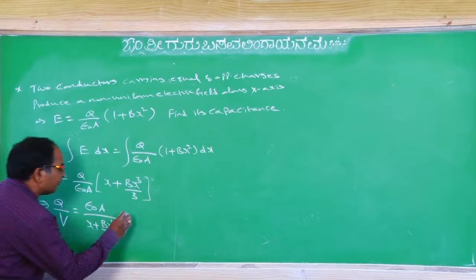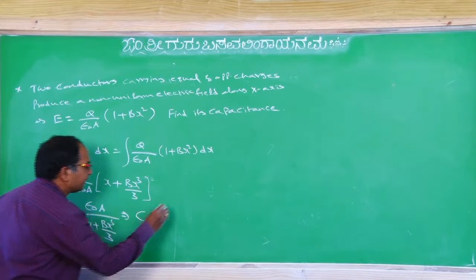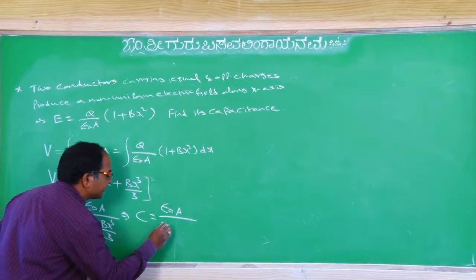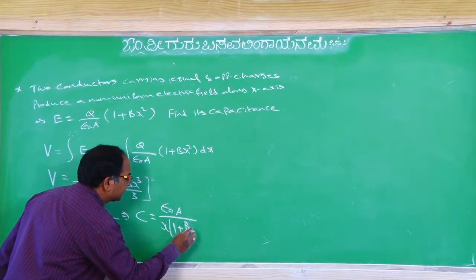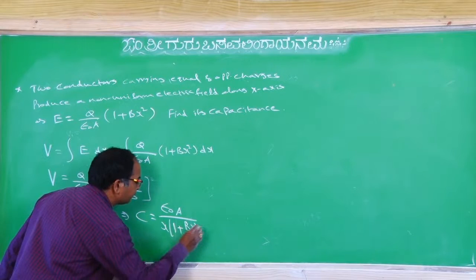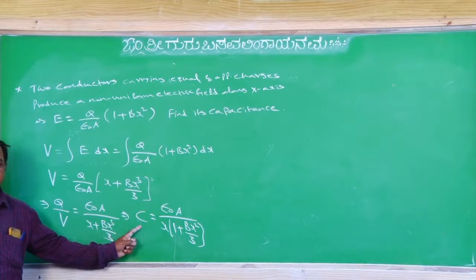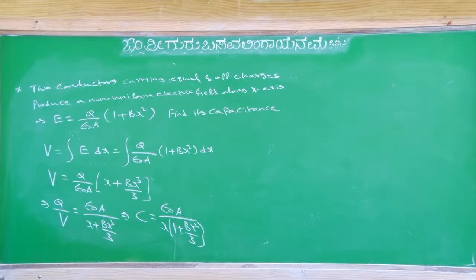Q by V is nothing but what? C. So capacitance is given by epsilon naught A by x, if x is taken common, into 1 plus bx square by 3. Yes or not? So the capacitance is given by C is equal to epsilon naught A by x into 1 plus bx square by 3.